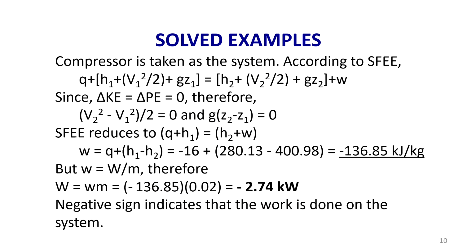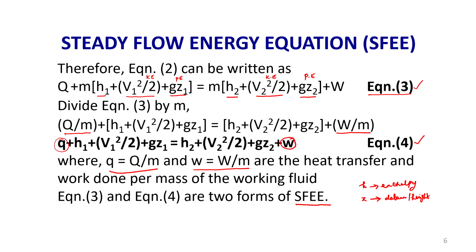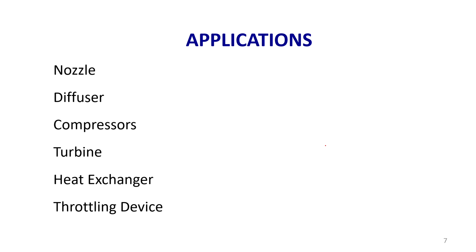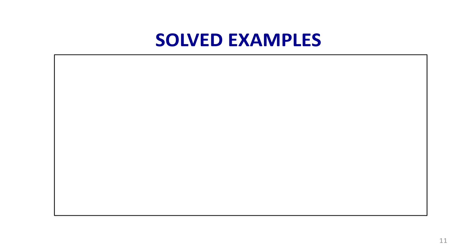So, here I have taken the compressor as the system. According to the steady flow energy equation, if you just recollect, equation number 4 is Q plus H1 plus V1 square by 2 plus g Z1 equal to H2 plus V2 square by 2 plus g Z2 plus W. So, I have written this equation. Let us write this one.